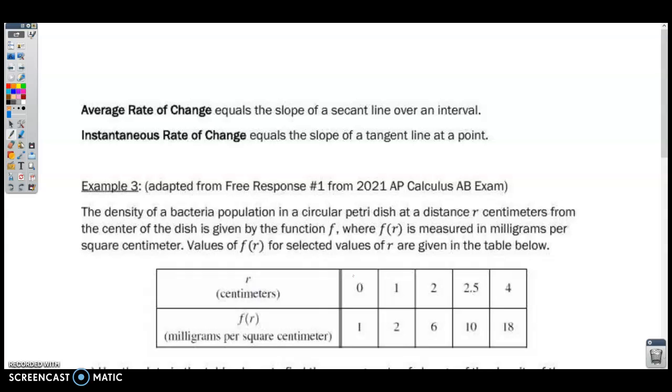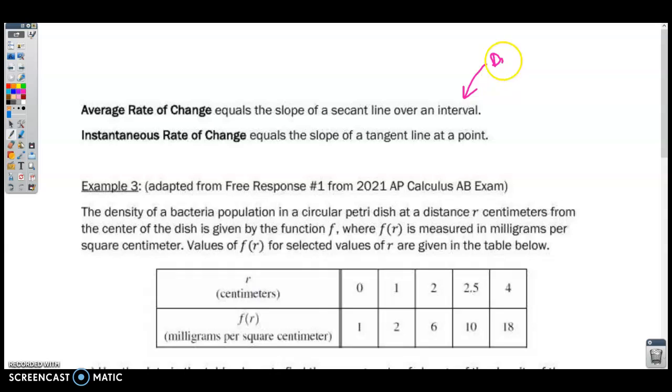This is the second video for Unit 2, Section 1 of AP Calculus, defining average and instantaneous rate of change at a point. So picking up where we left off, in the last video we talked about how the average rate of change is equal to the slope of a secant line over an interval, and that the instantaneous rate of change was the slope of a tangent line at that point. And we defined each of these.